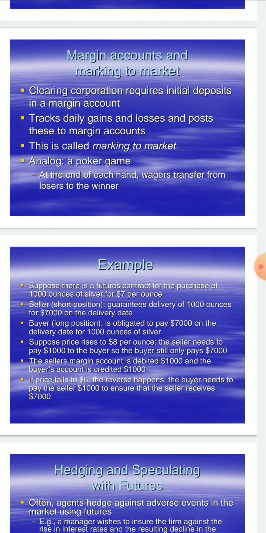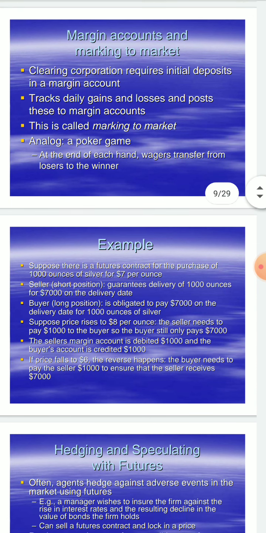A speculator, what he will do, he will bet on whether the price will go up or the price will go down. For example, if today's price of that particular commodity is, let's say, 40,000, and he expects the price to go up to, let's say, 60,000, he will buy it at 40,000 and sell it at 60,000 and make a profit. We call it a speculator.